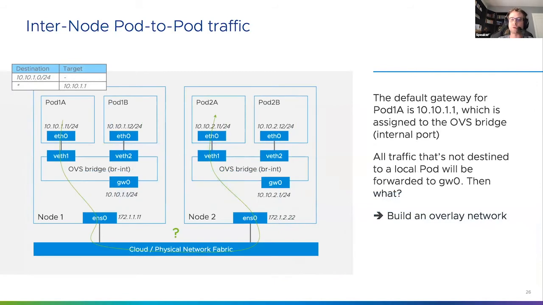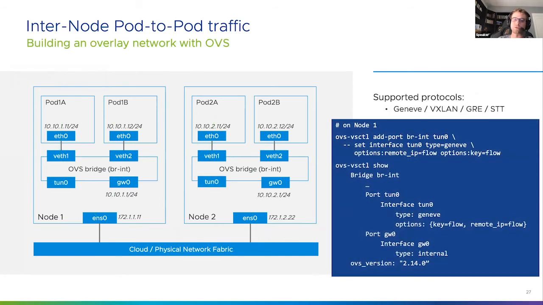So that's great for intra-node pod-to-pod traffic, pods on the same node. But what about pods which are scheduled on different nodes? How do they communicate? We saw earlier that kubenet, the default Kubernetes network solution, relies on the cloud provider to program routes into the cloud network fabric. But in our case, we can take an alternate approach and we can build an overlay network with OpenVSwitch.